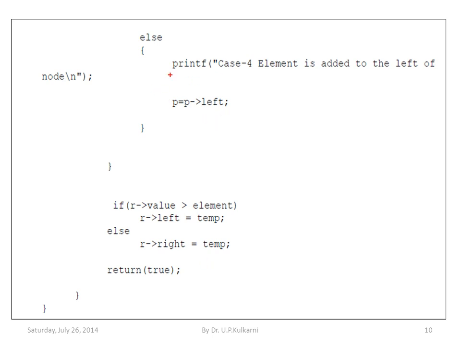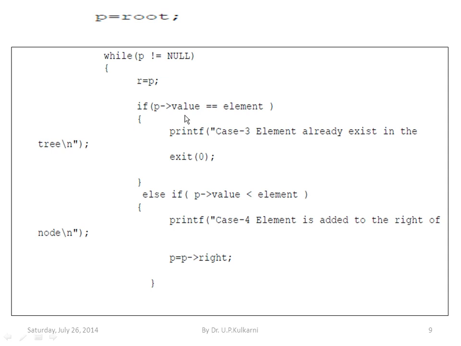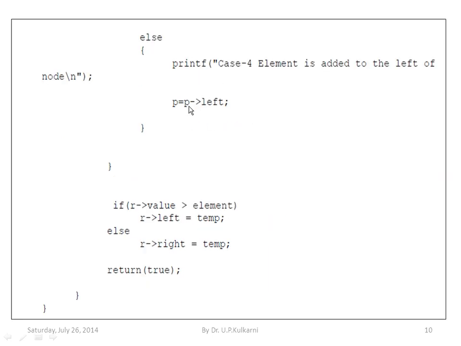If not, look into this. If P dot value, the element stored in the node, equals the element, it is a repetition. If P dot value is less than the element, then you have to move towards the right. Otherwise, you have to move towards the left of that particular node. This situation can be visualized like this. I have stored element 18 in a node, call it P here. Then say I want to store the element 5. So you have to move towards the left of this particular node P. So moving towards right or moving towards left, you are at the appropriate place where the node is to be added.